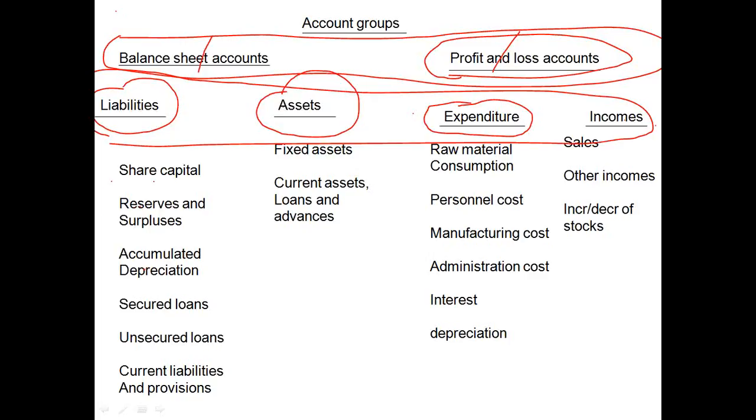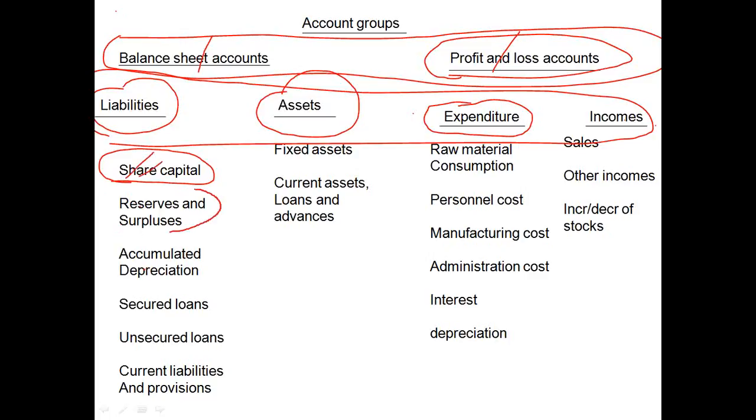So if you create the share capital as one account group, then all the GL accounts relating to share capital are created under the share capital account group, like equity share capital, preference share capital, redeemable preference share capital, irredeemable preference share capital, subscribed share capital, issued share capital, paid up share capital. So all the GL accounts relating to your share capital are created under the share capital account group.